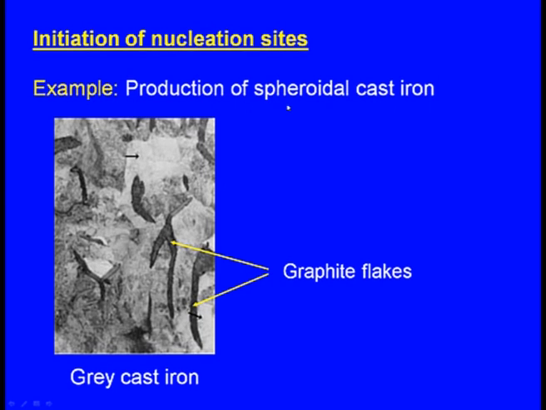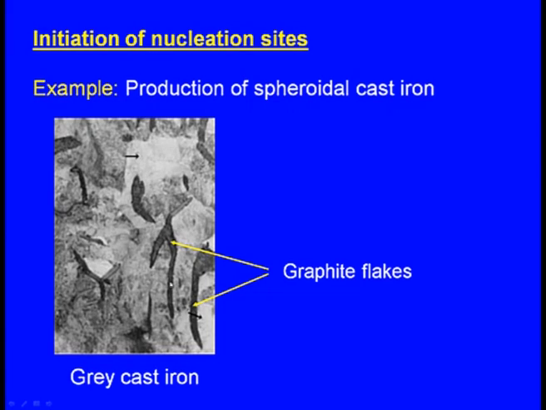Now, let us see an example. Production of spheroidal cast iron. This spheroidal cast iron is also known as ductile cast iron, or it is also known as nodular cast iron. Now, initially there is a gray cast iron. See, if we see the gray cast iron, this is the solidification microstructure of gray cast iron.